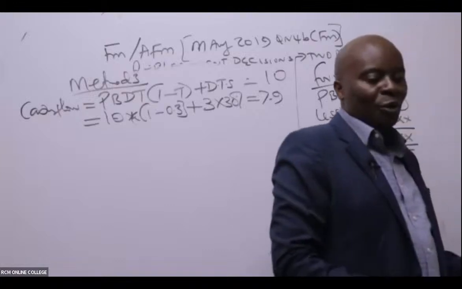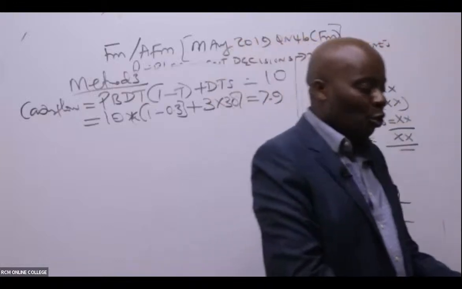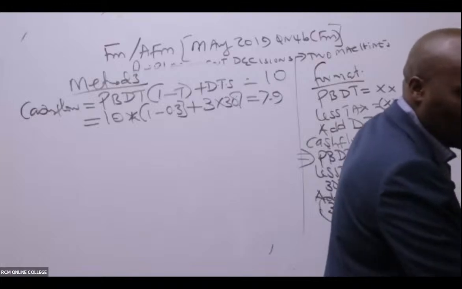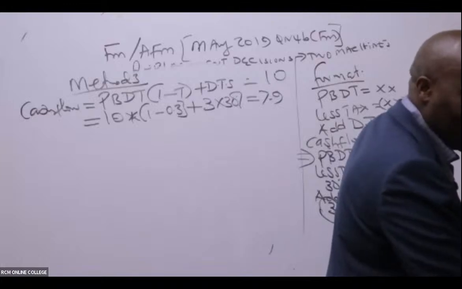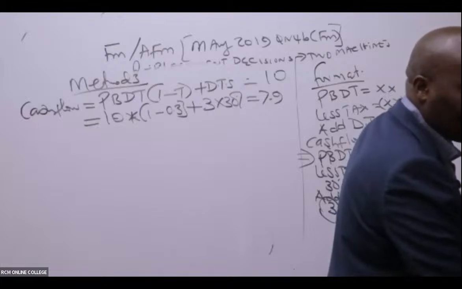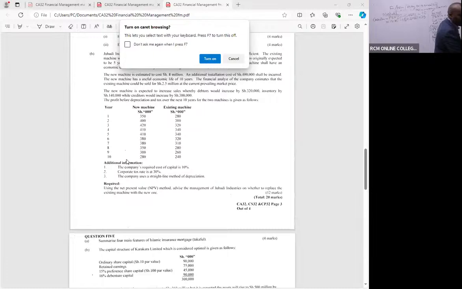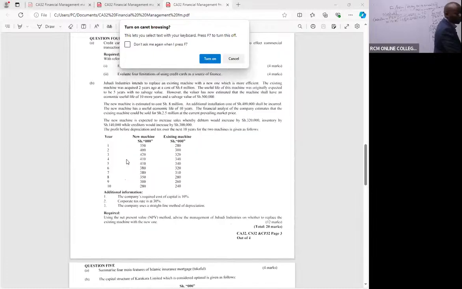Then, ladies and gentlemen, with your permission, I will be able to go to this question. It's a financial management question, which I would want to do here. A very, very serious question for students who are doing AFM and the intermediate level financial management. This question here, question 4b, Juhudi Industries Limited. I love this question.